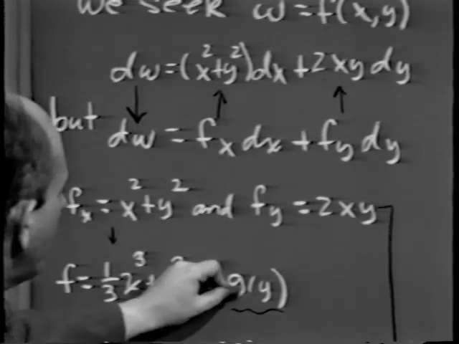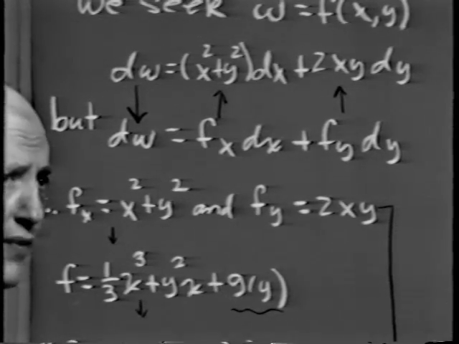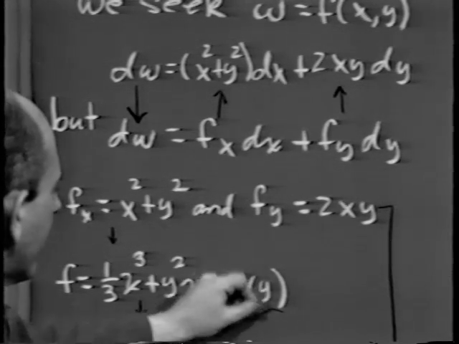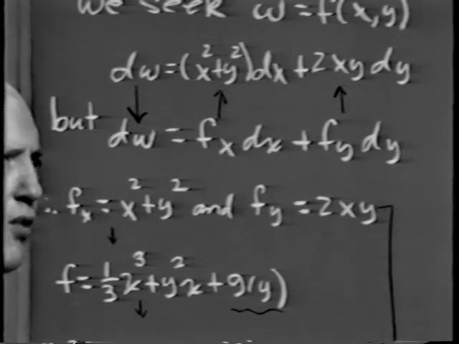In other words, if I have any function of y, its partial with respect to x, by definition of x and y being independent, is 0. Therefore, my constant of integration in this case is a function of y alone.